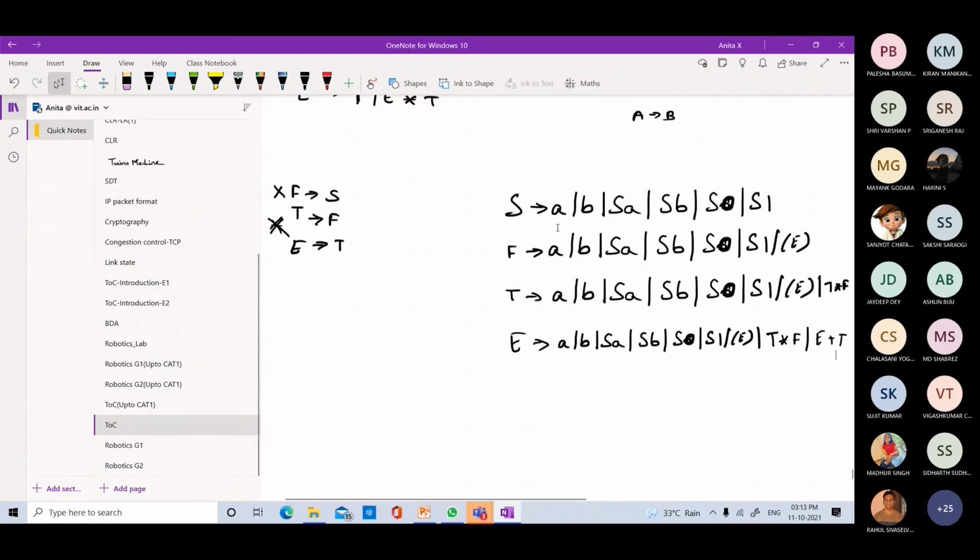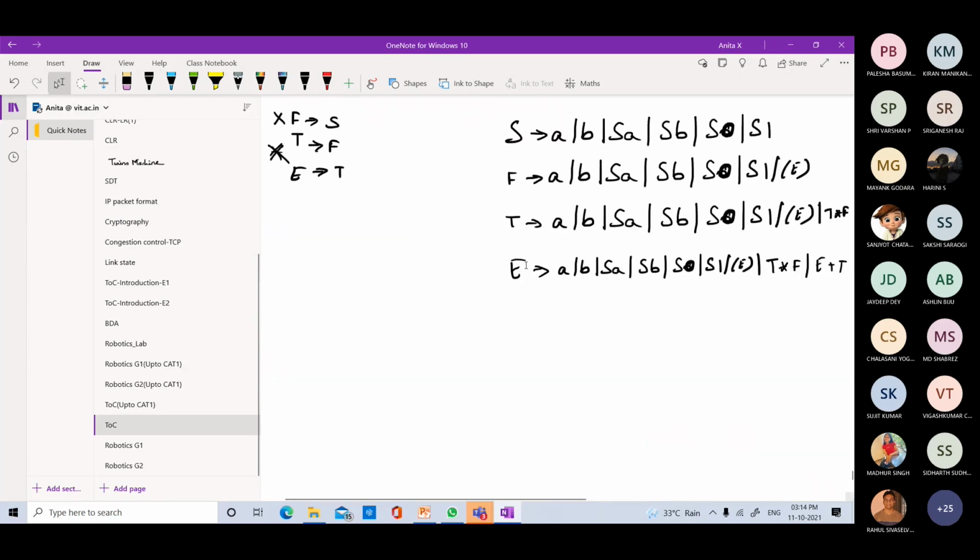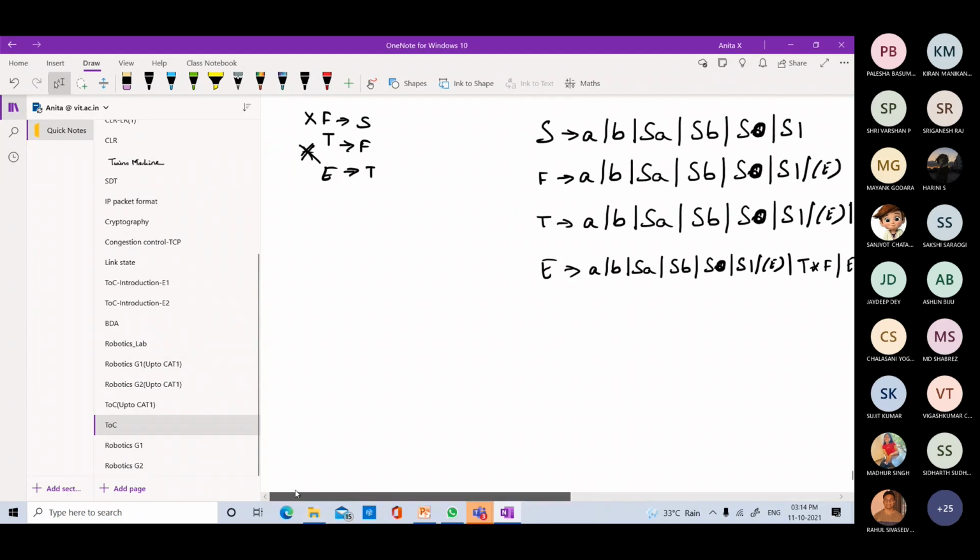Yes, ma'am. Should I remove all the rest of the productions here? In the previous example, we removed these things because C, D, E are not reachable from the start symbol. Whereas here, E is the start symbol, and from E I can reach T, F, everything. All the non-terminals are reachable from E. So this is the final grammar after eliminating the unit productions.